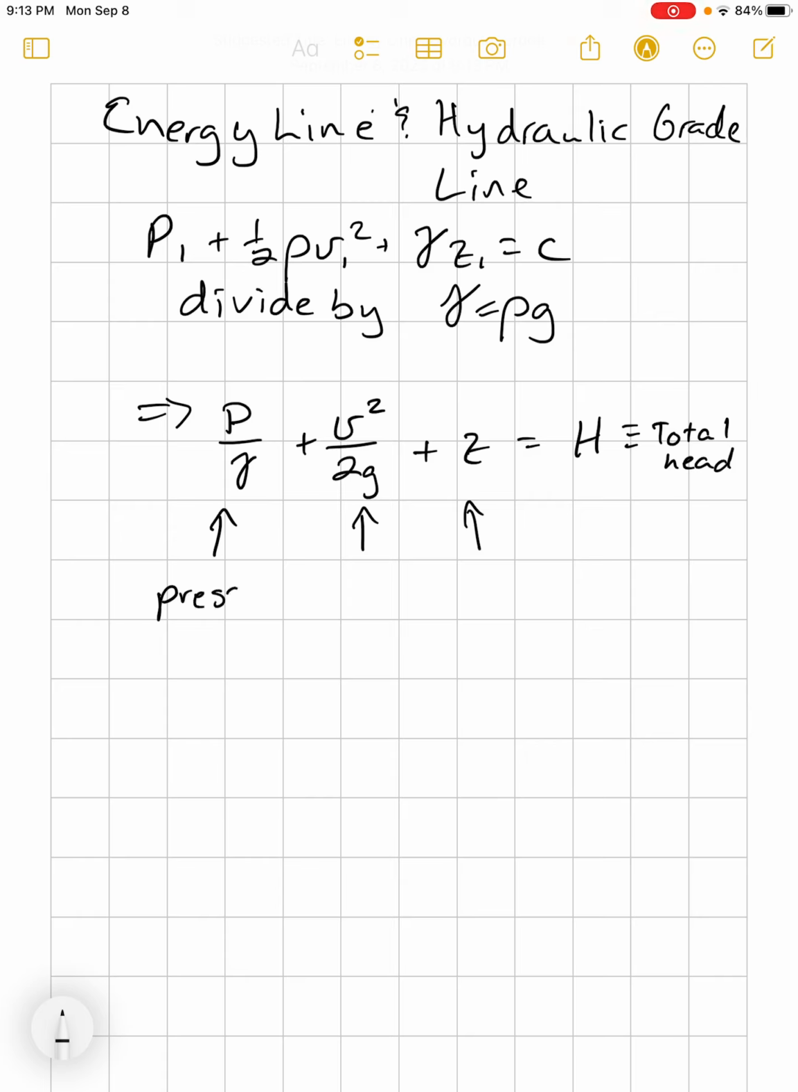Each of these terms, we know that they come from energy terms, but when we express Bernoulli's equation this way, this becomes the pressure head. The second term becomes the velocity head. And then the last term becomes the elevation head. And the idea is you can see generally what's contributing to the overall energy of the system.